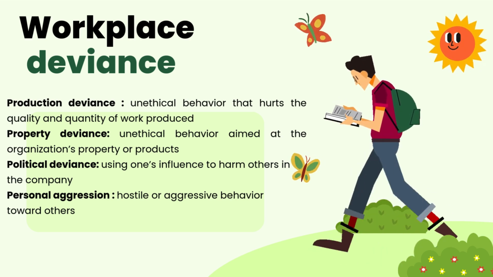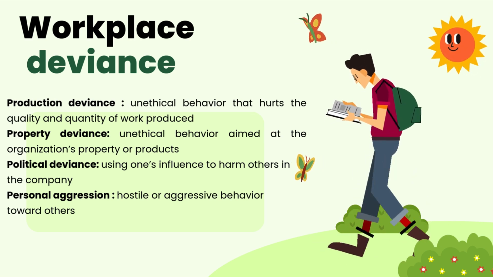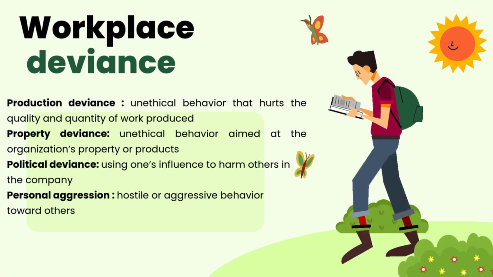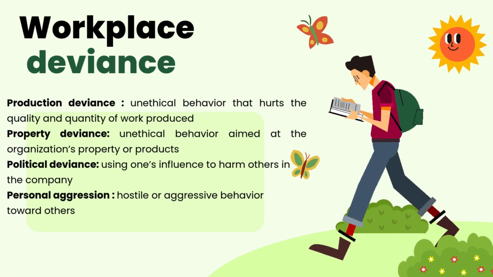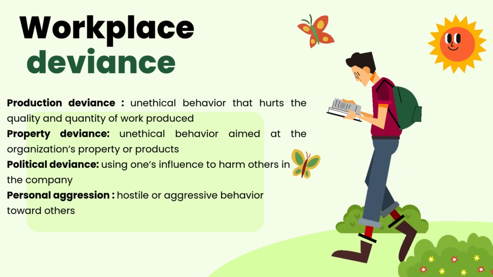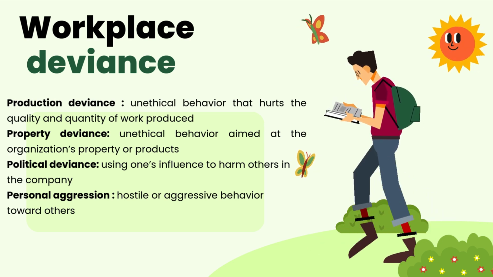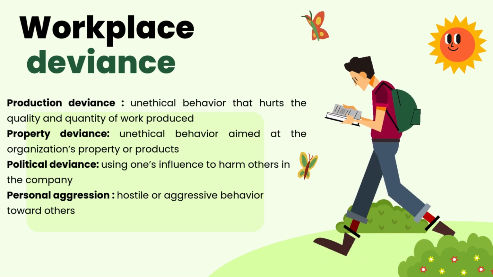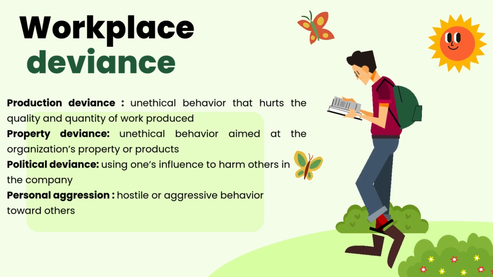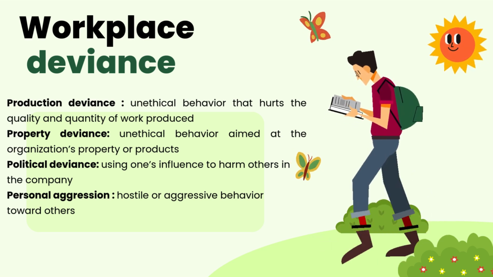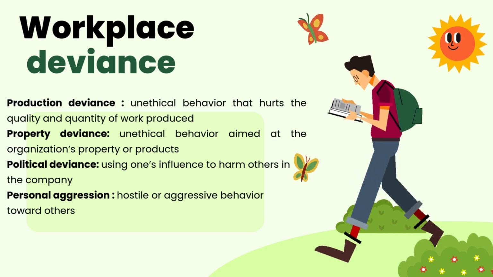Property deviance. This involves damaging or stealing company property. An example would be taking office supplies for personal use or sabotaging equipment. Political deviance. This includes behaviors like gossiping or manipulating others to harm someone's reputation. A common example is spreading rumors to undermine a colleague's credibility.